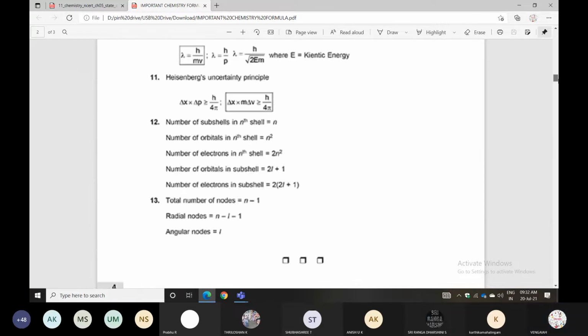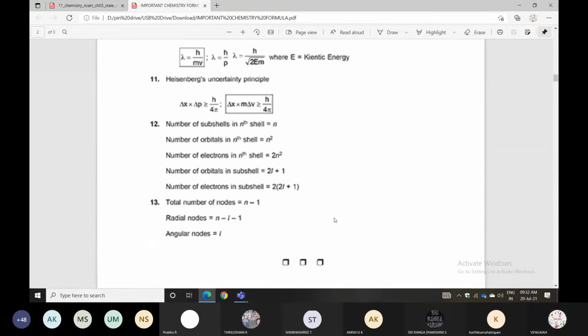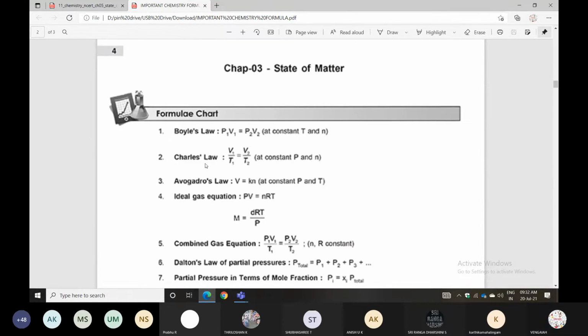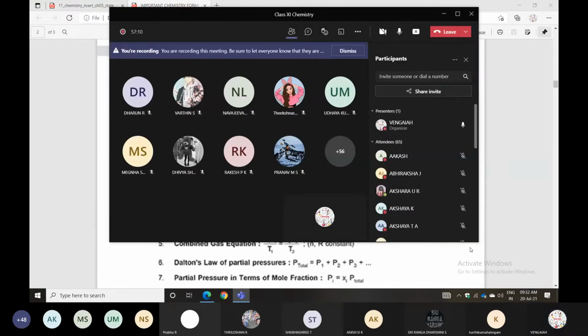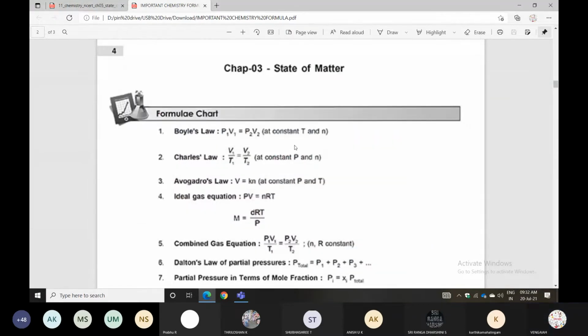Yes, write down. First chemical formula, Boyle's law: P1 V1 equal to P2 V2, at constant temperature. In brackets you can write: at constant temperature and n, nothing but number of moles. At constant temperature and number of moles, Boyle's law is P1 V1 equal to P2 V2.